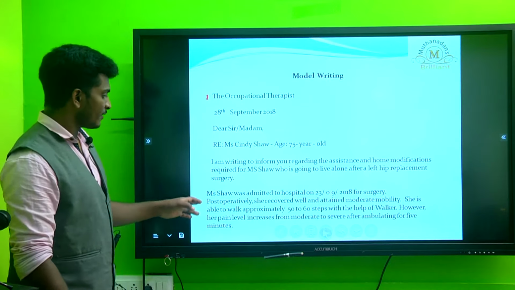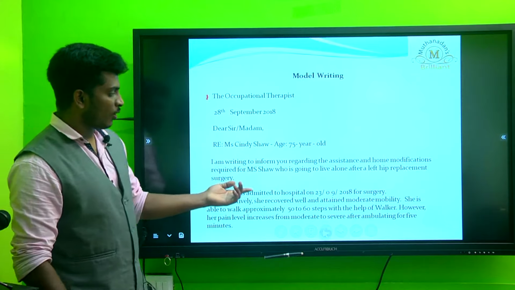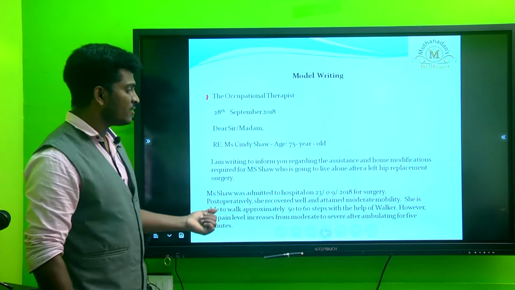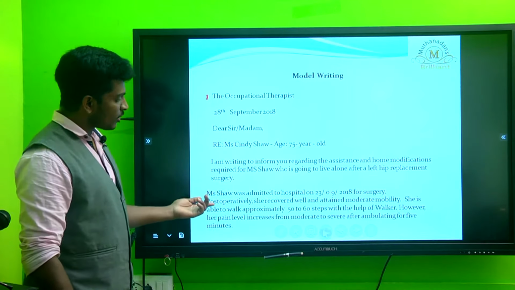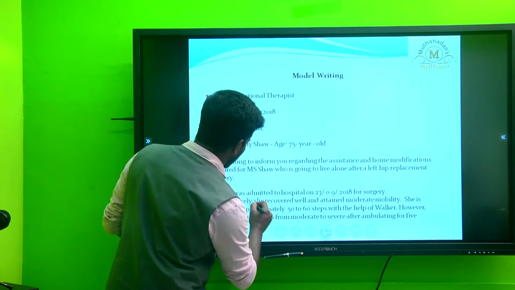Now, the first paragraph after the introduction. Miss Shah was admitted to hospital on 23/9/2019 for surgery. Post-operatively, see, post-operative mobility.